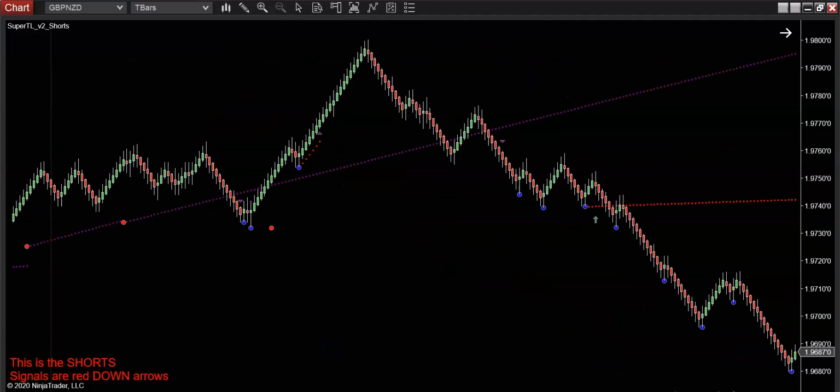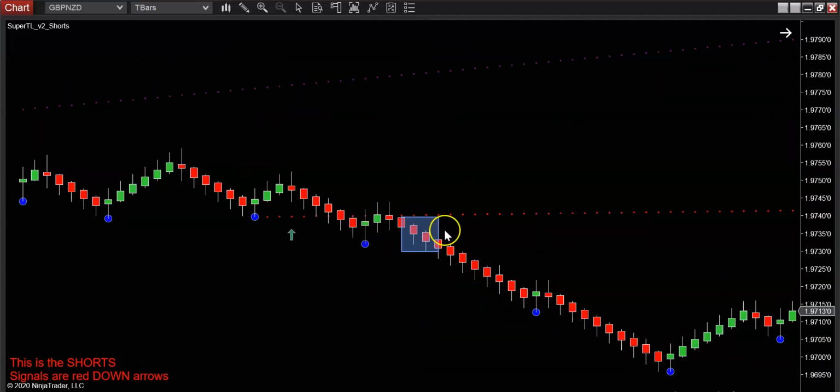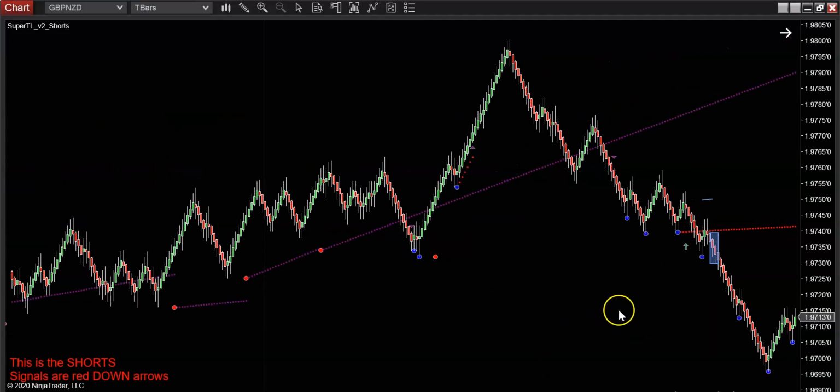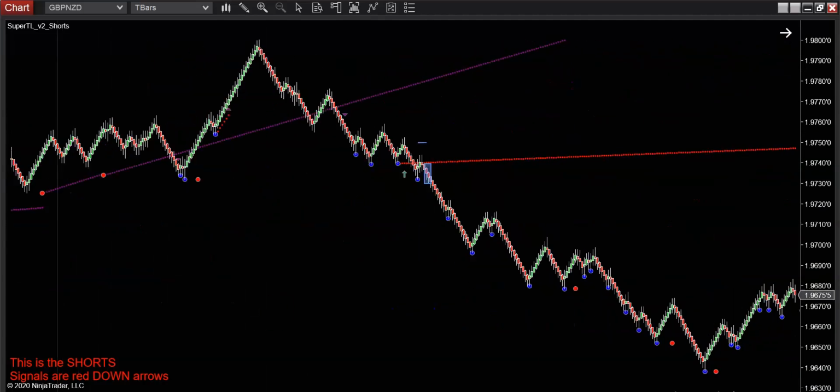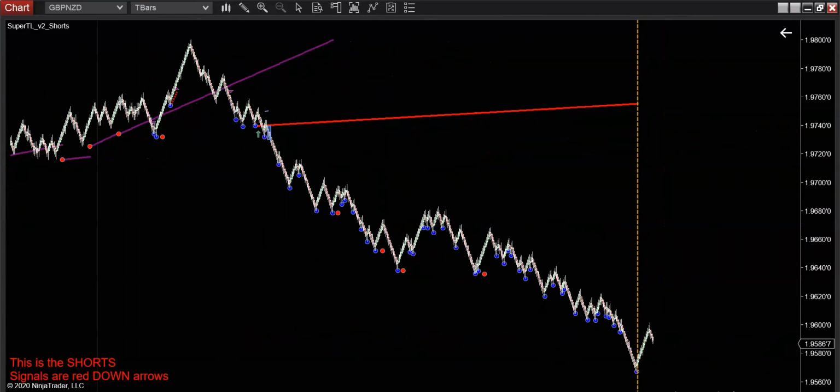And again, let me just zoom in, show you where the entry is. The entry happens right here when it breaks the red. Stop gets placed 1 pip above the swing high. And again, if I zoom out, we see how this trade played out. It was an amazing short trade. I think this ran for about 130 pips.